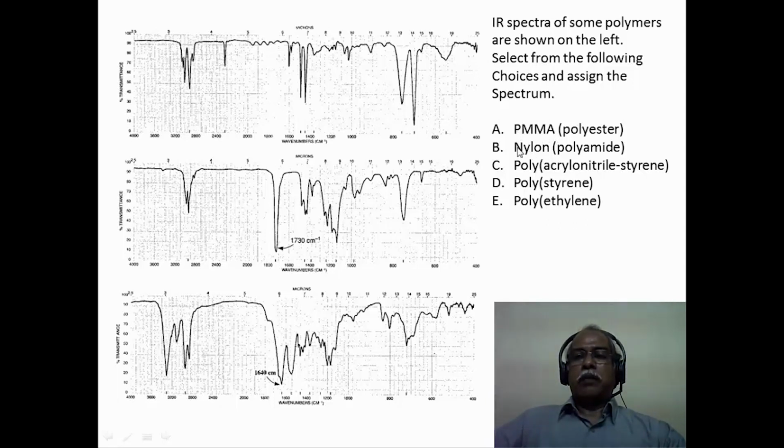Nylon, which is a polyamide, so it should have an amide stretching frequency for this one. Polyacrylonitrile styrene copolymer, polystyrene polymer, polyethylene polymer. Now if you look at the polyethylene polymer, this is a saturated CH2, CH2, CH2 kind of a chain. It is like a paraffin oil or like a Nujol kind of a system is what one should see.